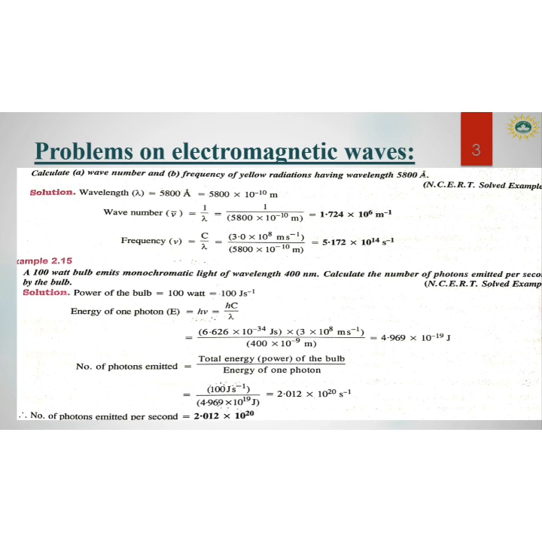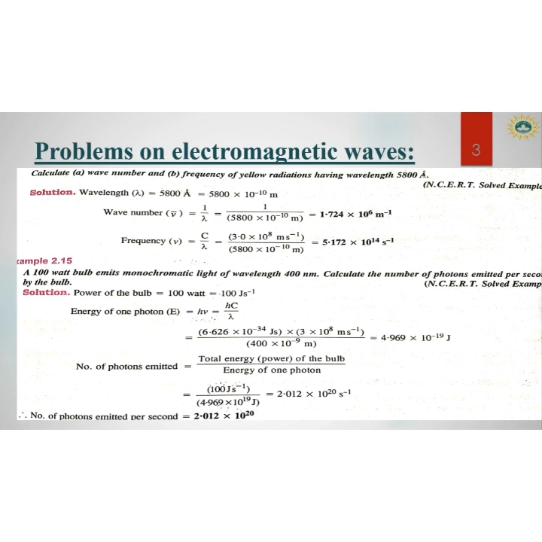Now you have to calculate the energy of one photon. As the wavelength is given, you know the formula that E is equal to h nu, where nu is the frequency. So E is equal to h nu, that means E is equal to hc by lambda, as nu is equal to c by lambda, because nu into lambda is equal to c. So h nu is equal to hc by lambda.